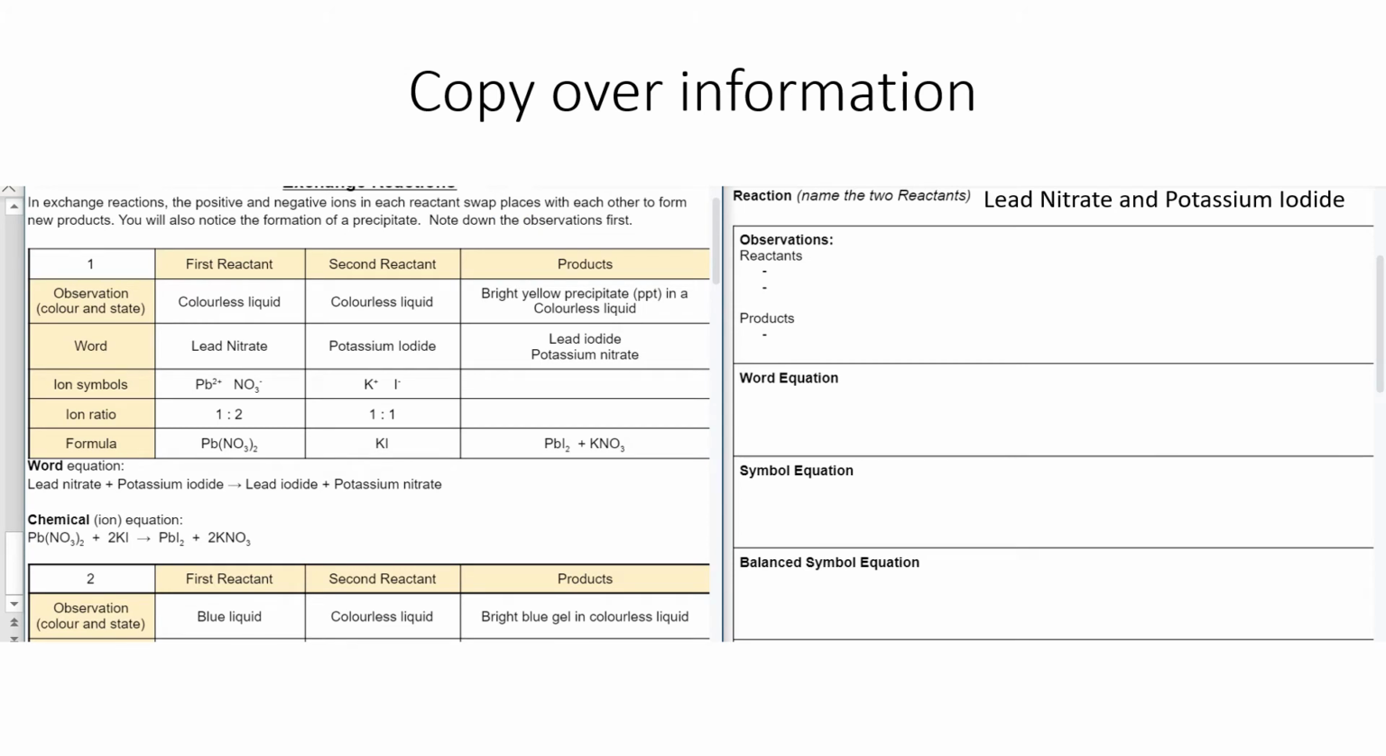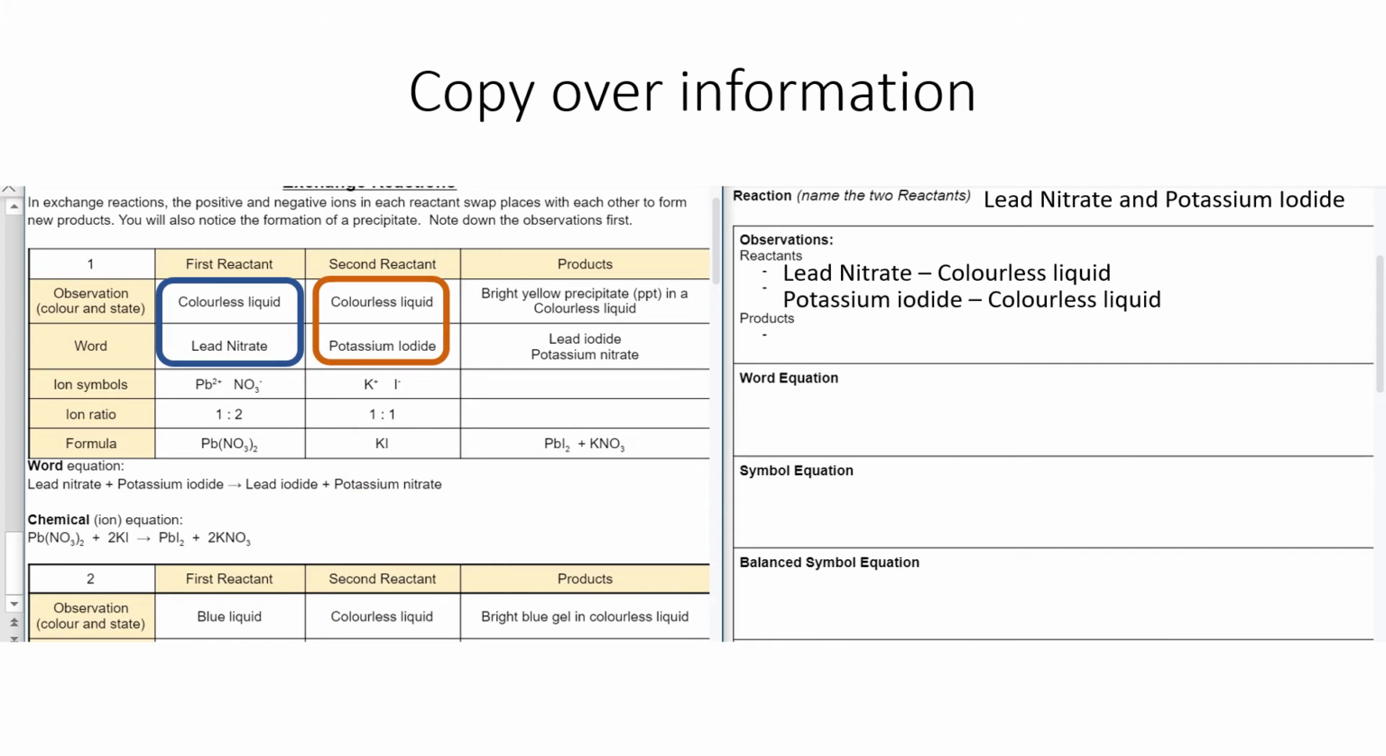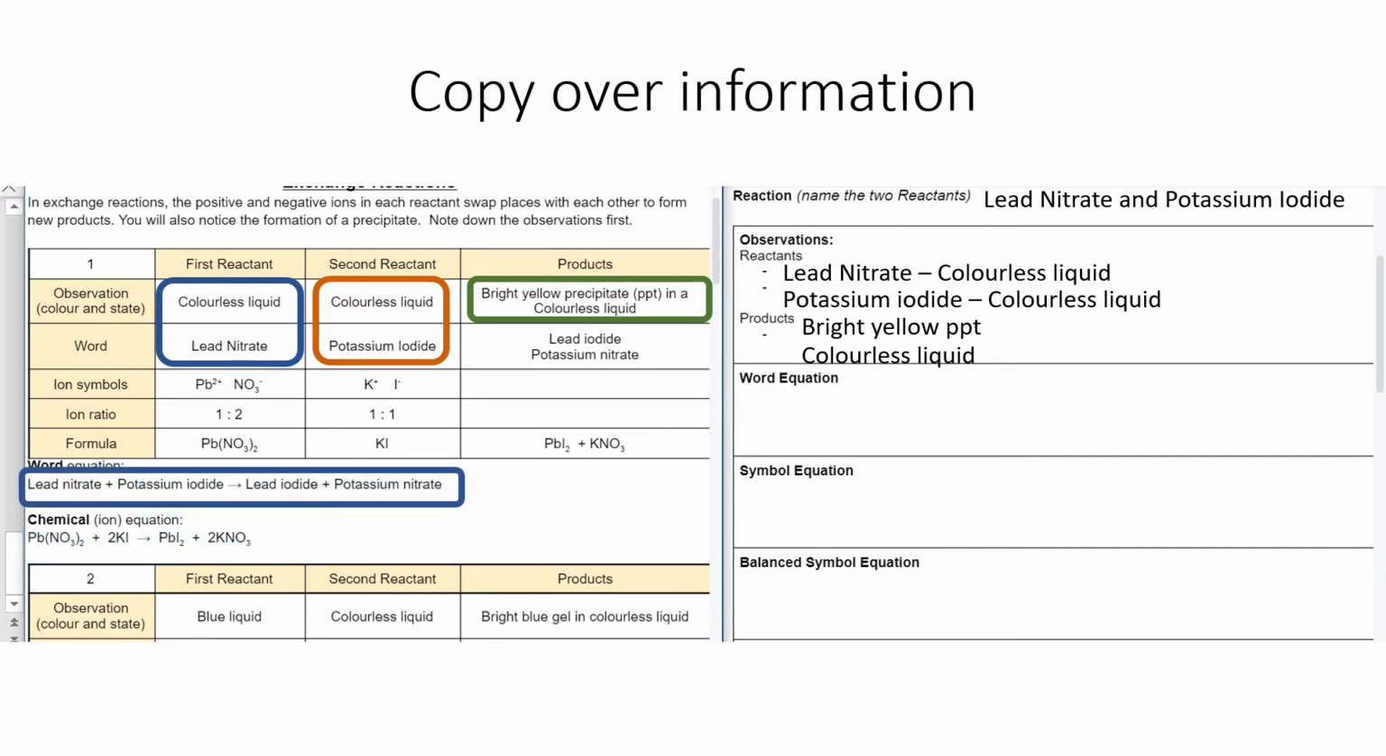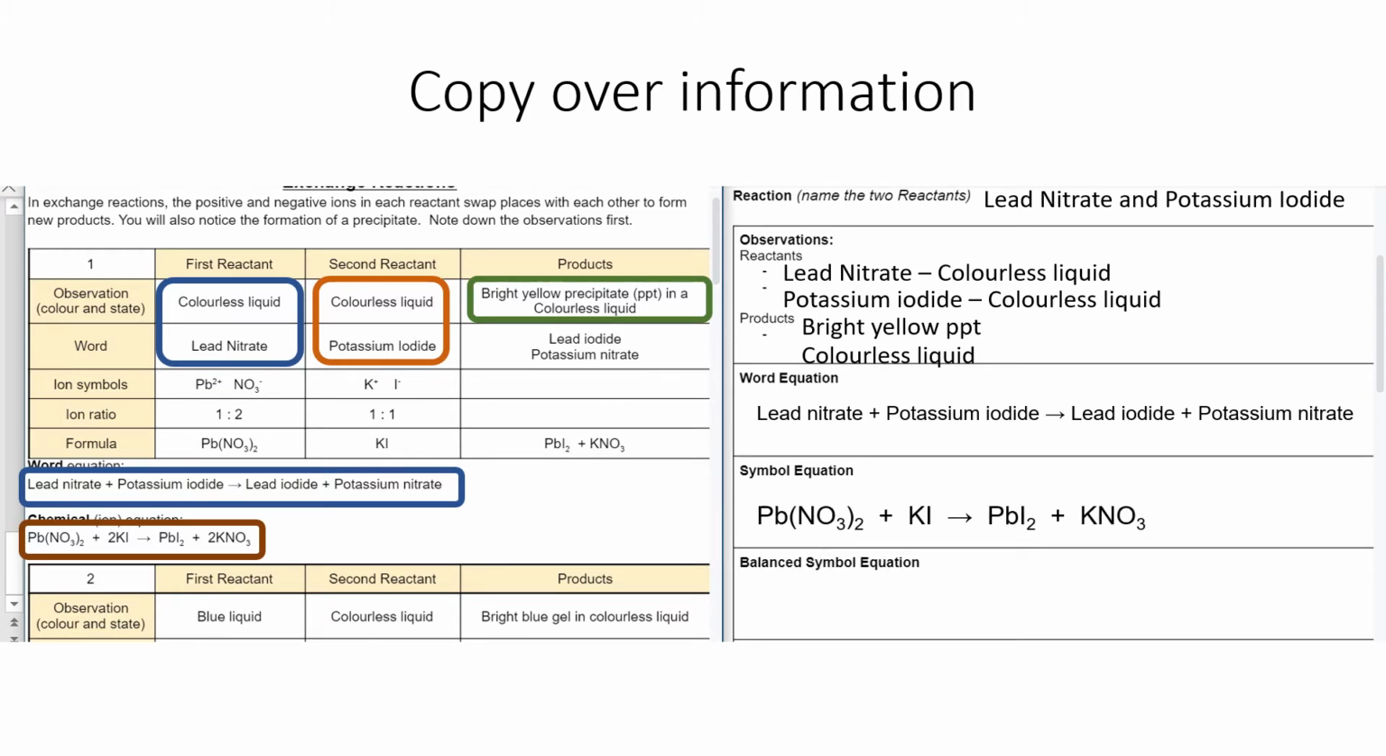Now with our 2 documents open, we're going to copy and paste information from one document to the other. So the first thing we copy over is our first reactant, which is our lead nitrate, a colourless liquid. Our second reactant, which is potassium iodide, is a colourless liquid. We then copy over our product, which is a bright yellow precipitate and a colourless liquid. Our word equation is next. And then in our chemical equation, we have our symbol equation, which is written without the balancing, so no 2's in front, and a balanced equation for our excellence.